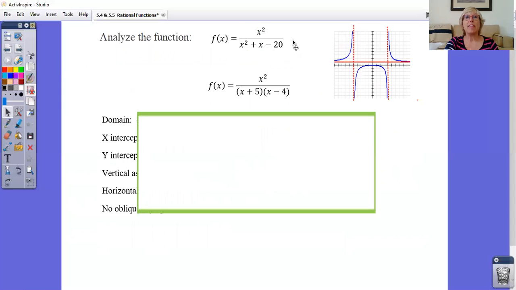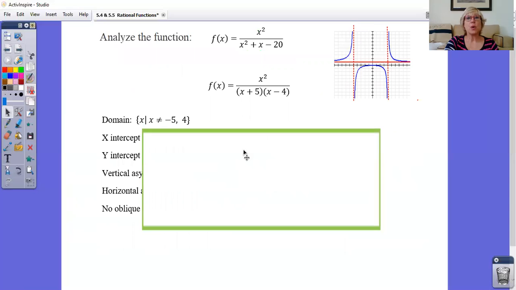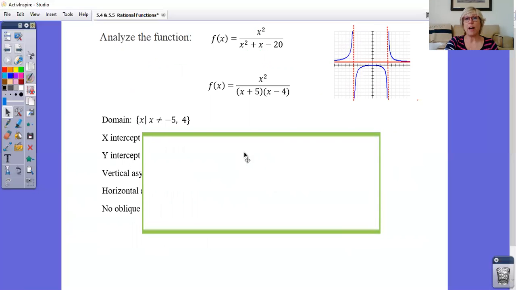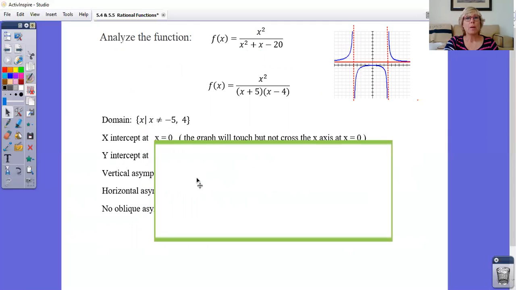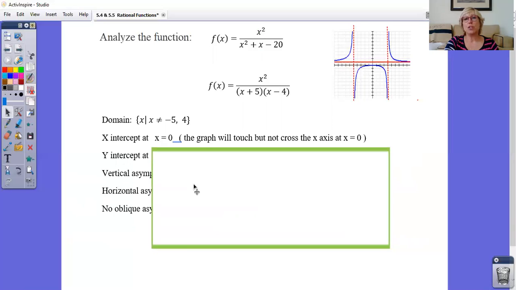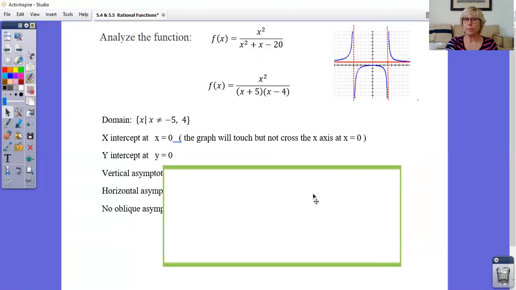So let's take a look at this function. I pulled this off of the quiz on MyLabs Plus. So some of you may see this again when you take that quiz. So I factored my denominator. And I can tell my domain is going to be x cannot equal -5 and +4. Have a little fancy notation there. My x-intercept, I decided to do that. I looked at my graph and I did my intersect and I found my x-intercept was at 0. And remember, when your x-intercept is 0, your y-intercept is 0 also.